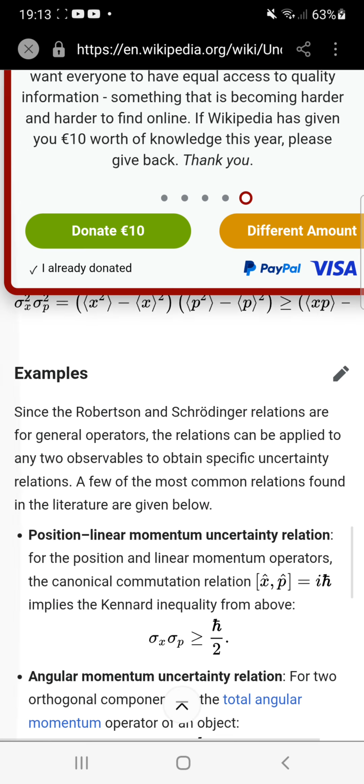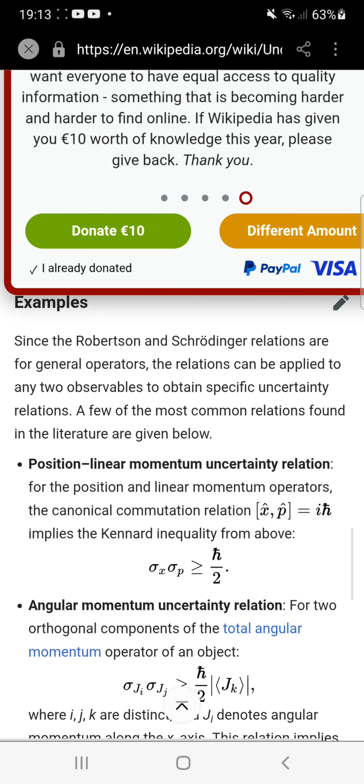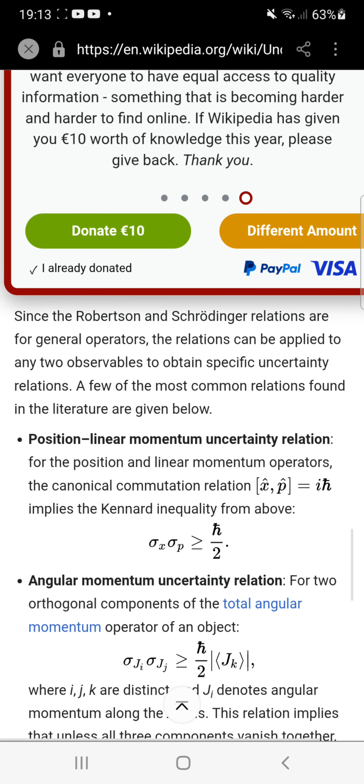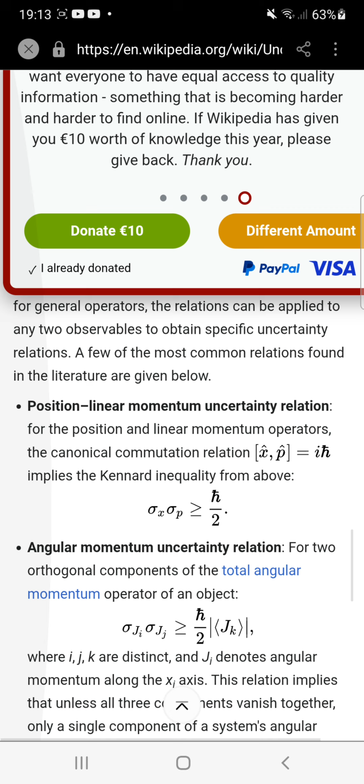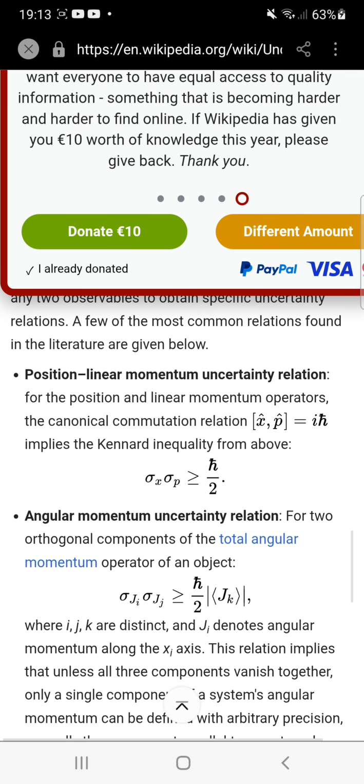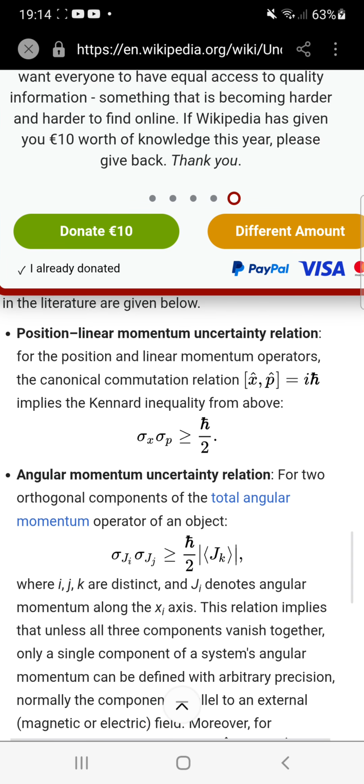Examples of the Robertson and Schrödinger relations are for general operators. The relations can be applied to any two observables to obtain specific uncertainty relations. A few of the most common relations found in the literature are given below. Position and linear momentum: the uncertainty relation for the position and linear momentum operators.